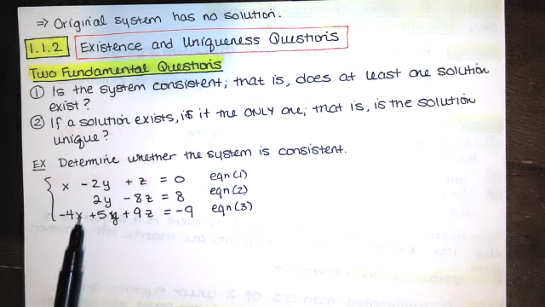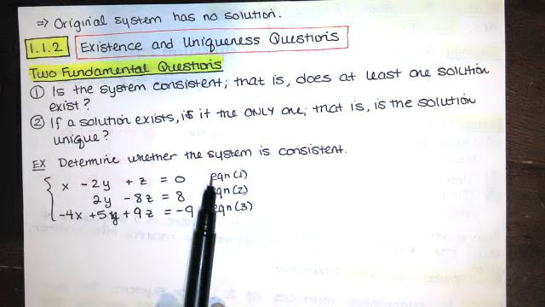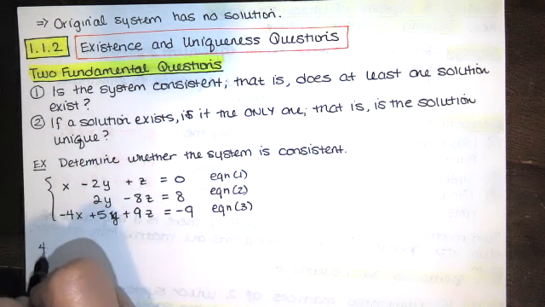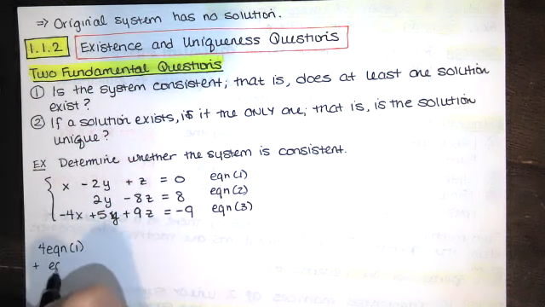the first thing that I would do is use this x to get rid of that negative 4x. And I can do that pretty easily. In order to get rid of a negative 4x, I have to add 4 times x. So if I multiply equation 1 by 4, and then I add it to equation 3, well, that can be my new equation 3.